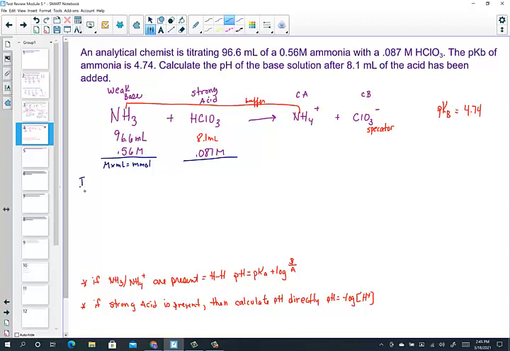So just think of this as an ICE chart, right? Initially, we have 96.6 times 0.56, just hitting that on my calculator, and it reads 54.096 millimoles. Here I have 8.1 times 0.087, and that reads a very small number, 0.7047.